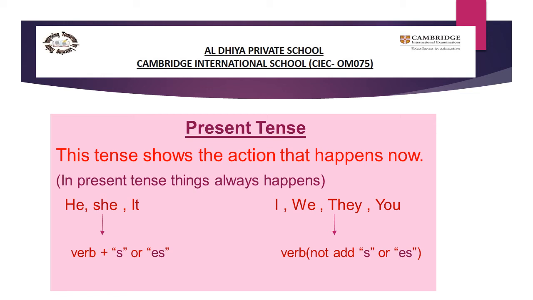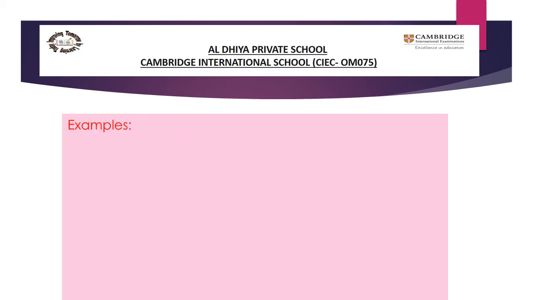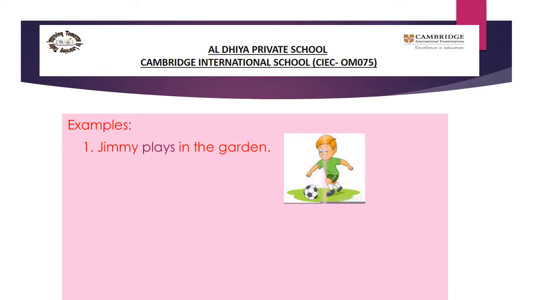Okay, so I'll show you a few examples, then you will understand more, inshallah. Look at examples. Jimmy plays in the garden. Here you can see Jimmy is a noun, a single noun, and I add s at the end of the verb, right? Play is the verb and I add s at the end of the verb, right? This I told you, and this shows it's present tense. Jimmy plays in the garden. It means Jimmy is playing now.